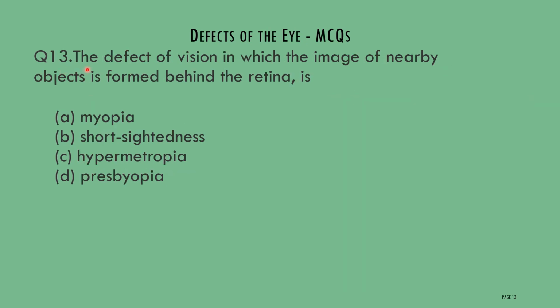Question number 13. The defect of vision in which the image of a nearby object is formed behind the retina. In which case will the image form behind the retina? Let us see the options. Option A, myopia. Option B, short-sightedness. Option C, hypermetropia. Option D, presbyopia. The correct answer is hypermetropia. In the case of hypermetropia, the image forms behind the retina. Already we discussed this question. That's why I will not explain more.